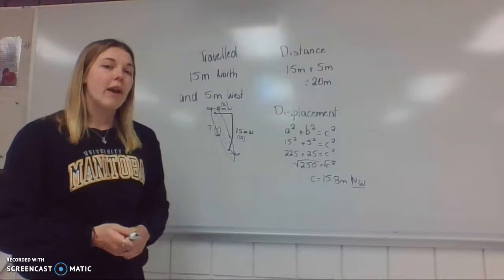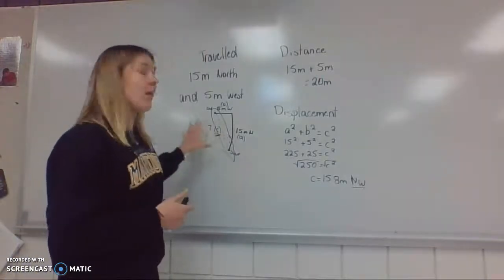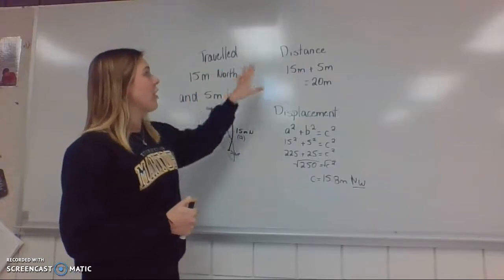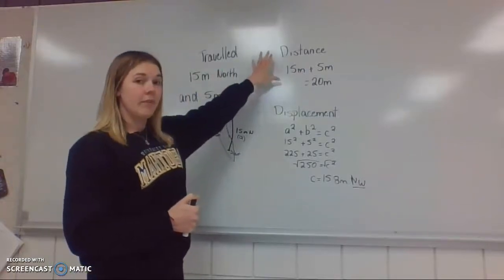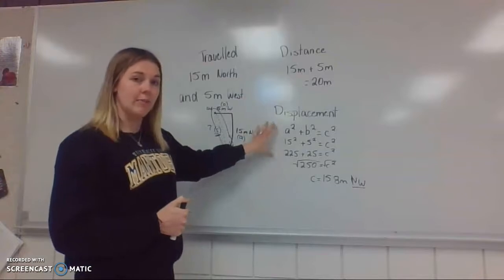So if you ever have to do questions that are asking for speed and velocity, if you have a triangular equation like this, make sure that you're either looking for speed. If you're looking for speed, you're using distance. If you're looking for velocity, you're using displacement.